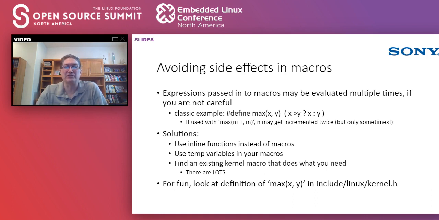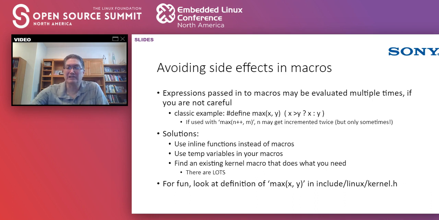The classic example is if you define max, as I've shown here, then if someone hands in n++, n may get incremented twice, but only sometimes. So this is just a notorious source of bugs. The solution for this is don't use macros. Use inline functions instead of macros. Use temp variables in your macros if you have to, to avoid that particular side effect. And find an existing kernel macro. The kernel has been around for coming up on 30 years now. There's probably a macro that already exists that will do what you need.